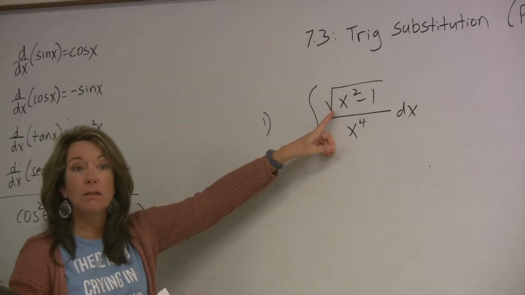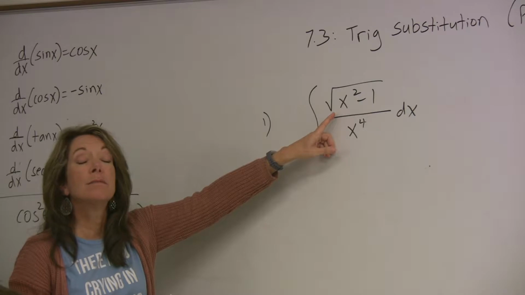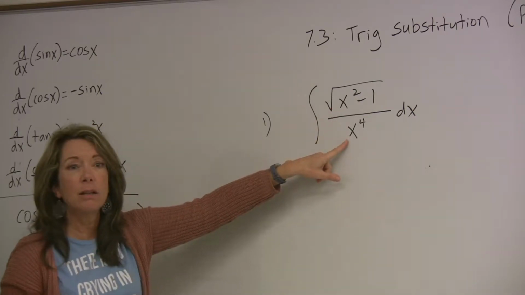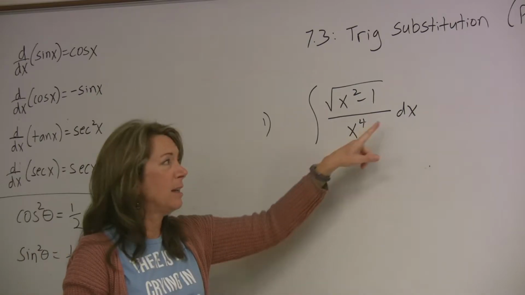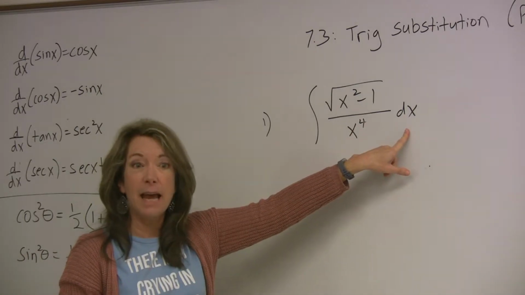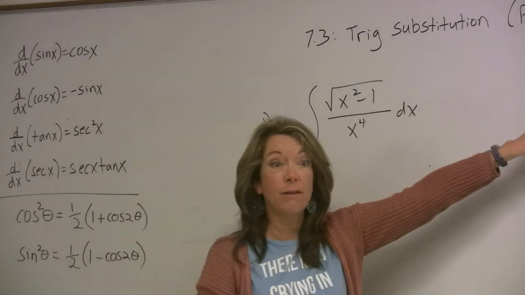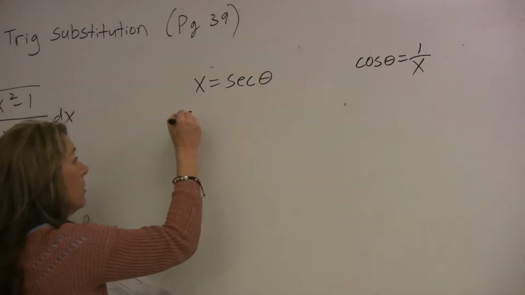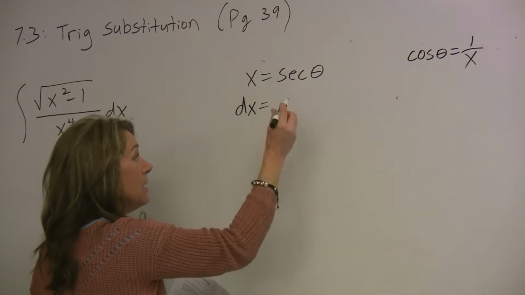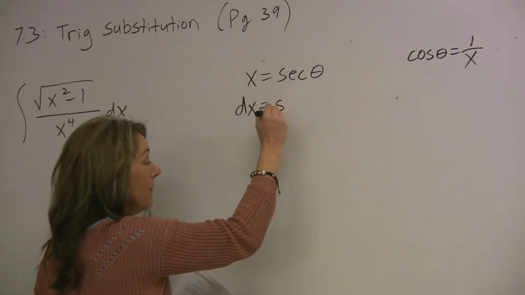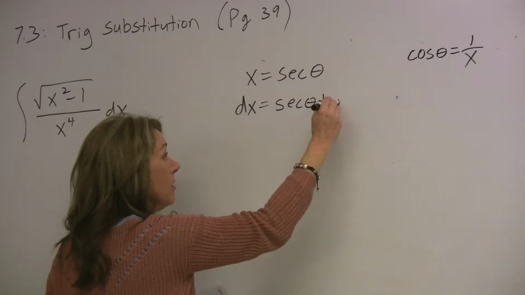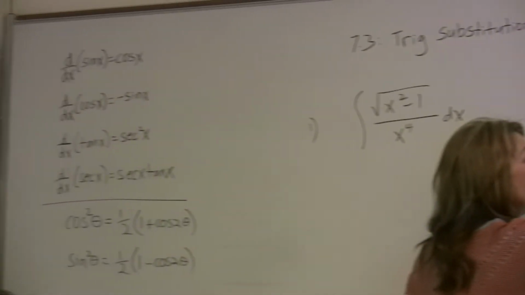Substitute the secant. Plug in the secant. Yeah, I can plug the secant in here and here, but there's something else I need. I need dx. Yeah. So I need to find the derivative of it. So once you choose your x, make sure you find your dx. The derivative of secant is secant tangent. Secant tangent d theta.